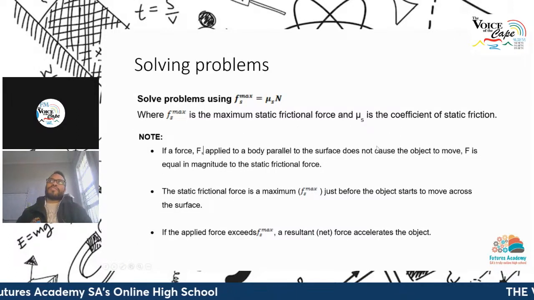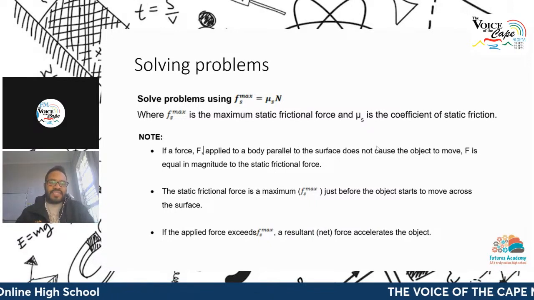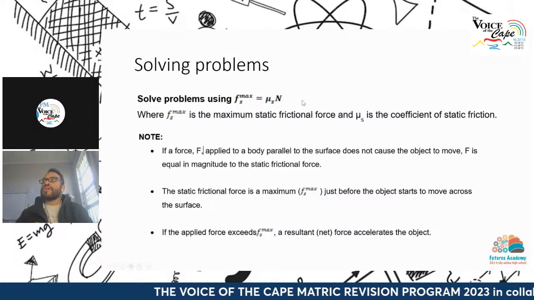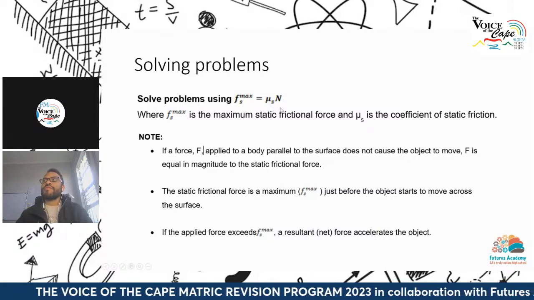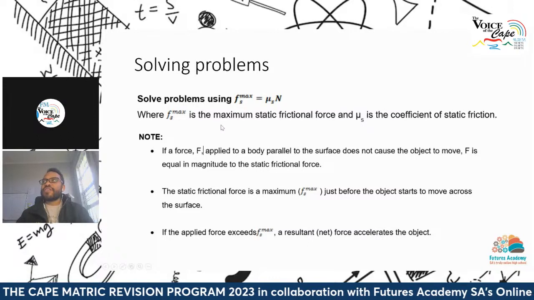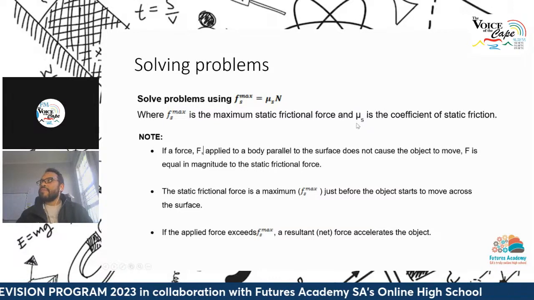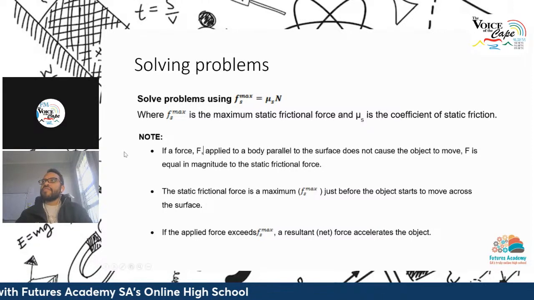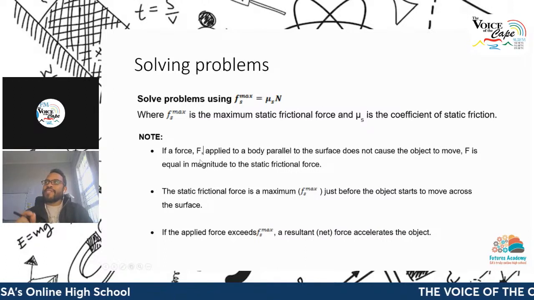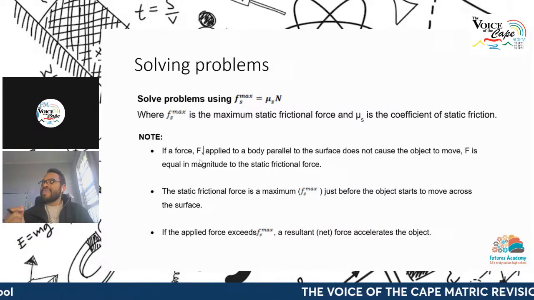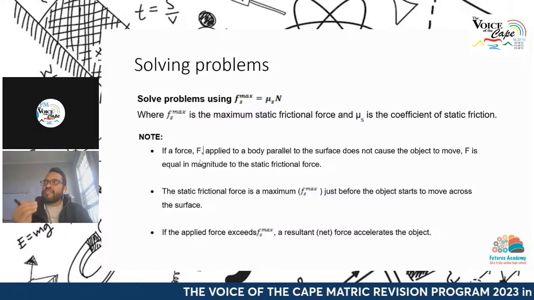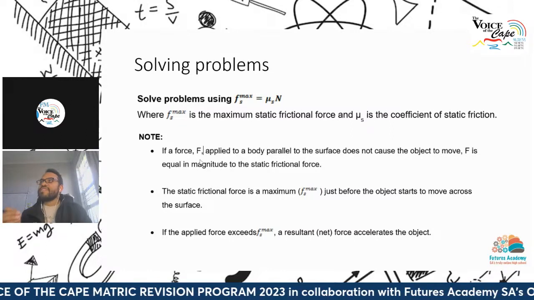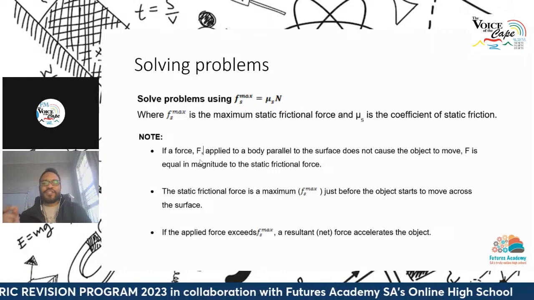Now, you must also be able to solve problems in the NSC examinations using the Fs max is equal to the coefficient of static friction times the normal force. So where this Fs max is actually the maximum static frictional force, and mu s is the coefficient of static friction. Then note the following. If a force F applied to a body parallel to the surface does not cause an object to move, then F is equal in magnitude to the static frictional force, okay?